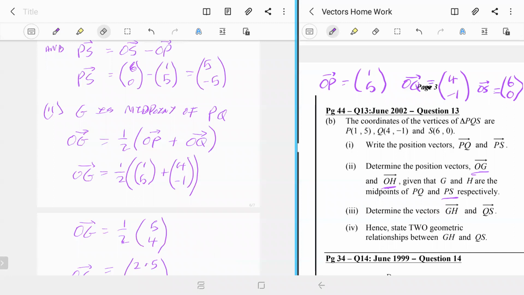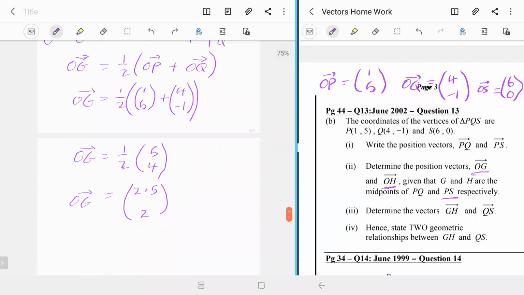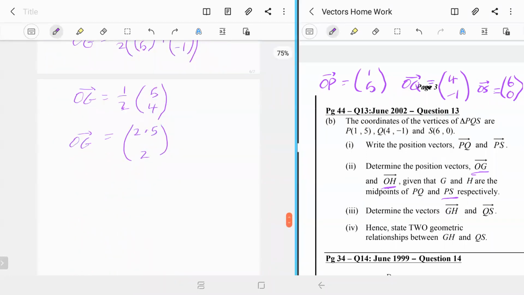Understand? So this in here is not PQ. This is OP plus OQ, average. So remember, to get the position vector of the midpoint, we have to take the average of the position vectors of the two endpoints. Let's look at the next one.